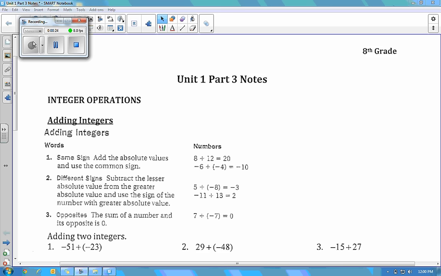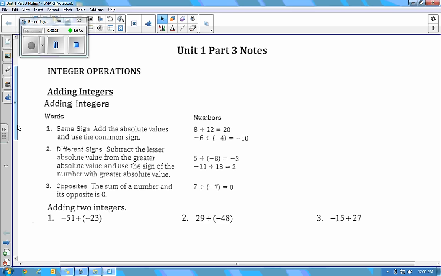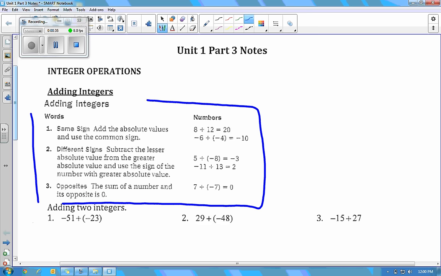So, the first integer operation we're going to talk about is adding integers. I copied and pasted these rules out of the book. If this is unclear to you, or how I explain it is unclear to you, just let me know in class and I'll go through it with you again. But a couple of reminders.